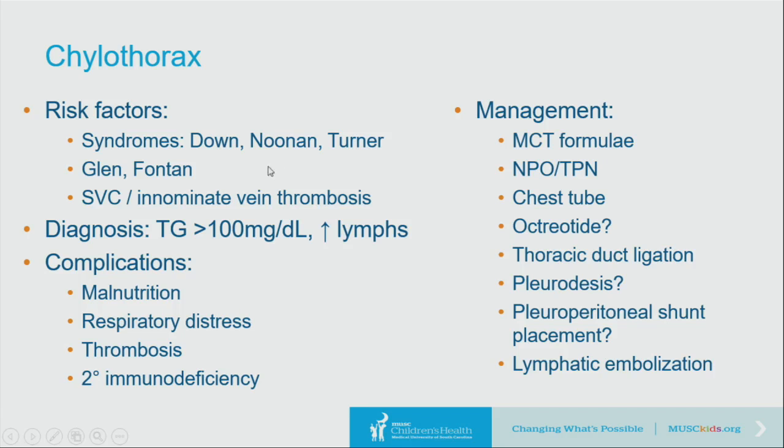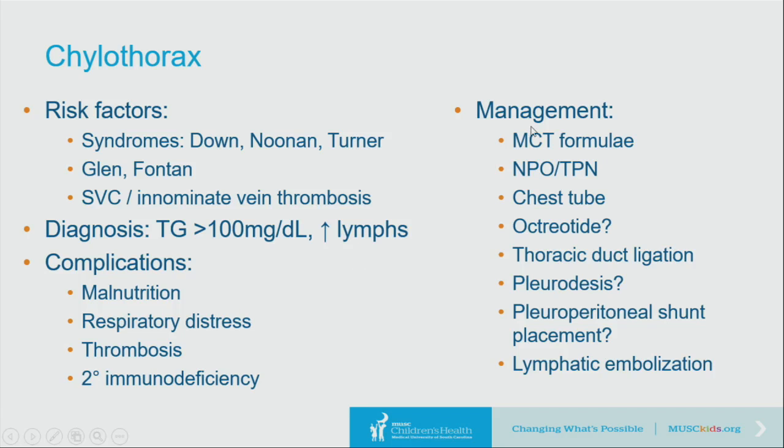Sometimes the diagnosis is fairly obvious, right? There's that milky fluid coming out of the chest tubes, but if you're unsure, you can send their triglycerides and lymphocyte counts to the lab, and you'll see that you've got a predominance of lymphocytic fluid and an elevated triglyceride count in that pleural fluid. Some complications from significant and prolonged chylous chest tube drainage are listed on the slide here.